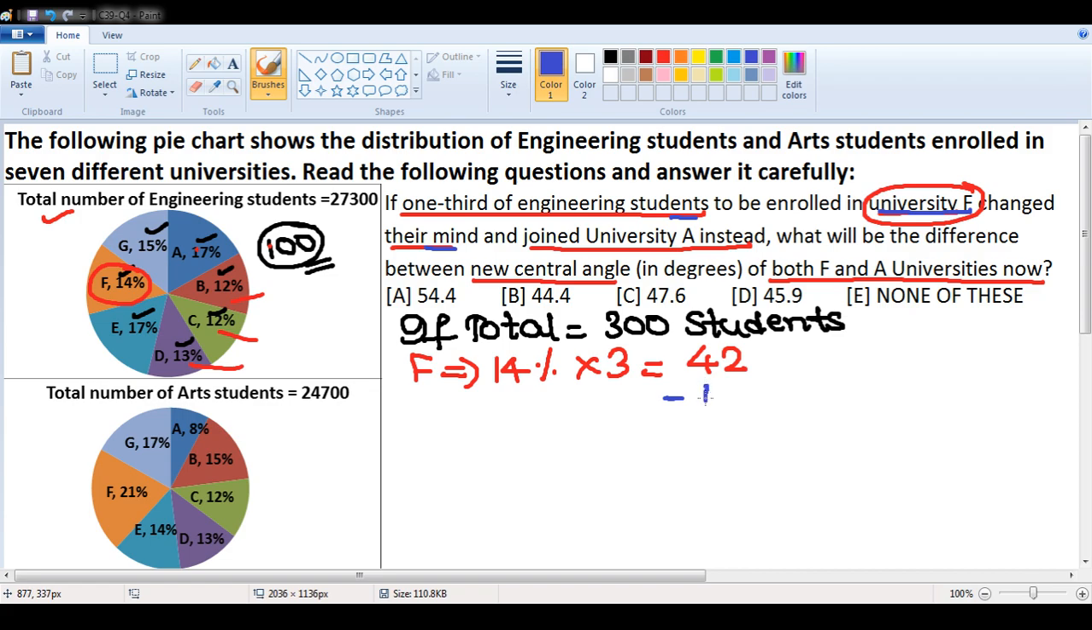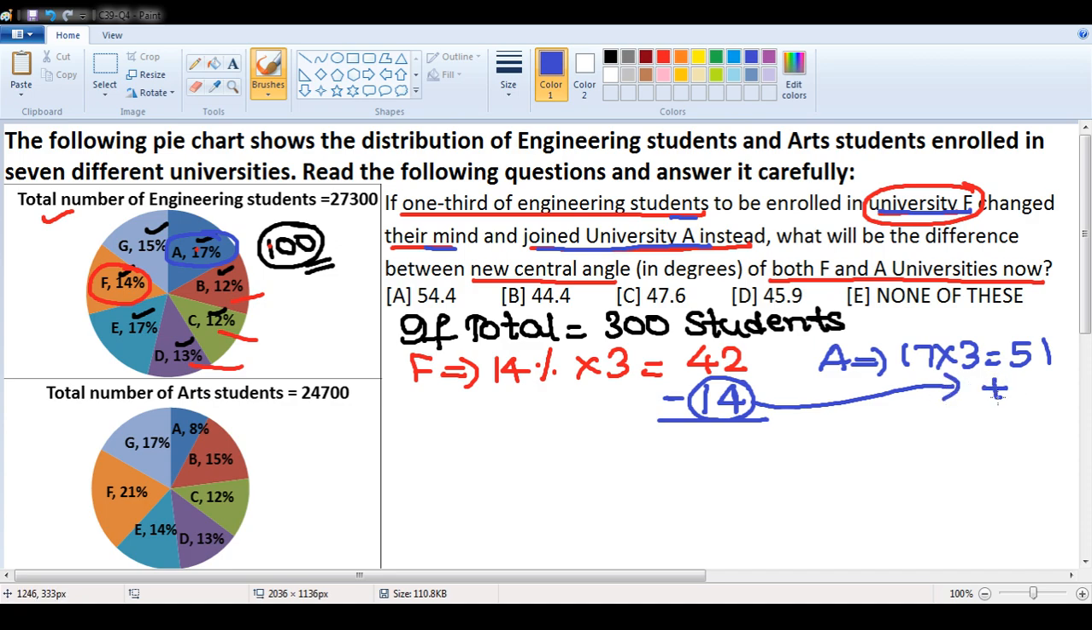One third of 42 is 14, right? That means 14 people changed their mind, and those 14 people joined university A. For 100 it is 17 people. For 300 it is 17 into 3, 51 people. These 14 people changed their mind and they shifted to university A, right? Here it is 28 right now. Here there are 65 people right now.